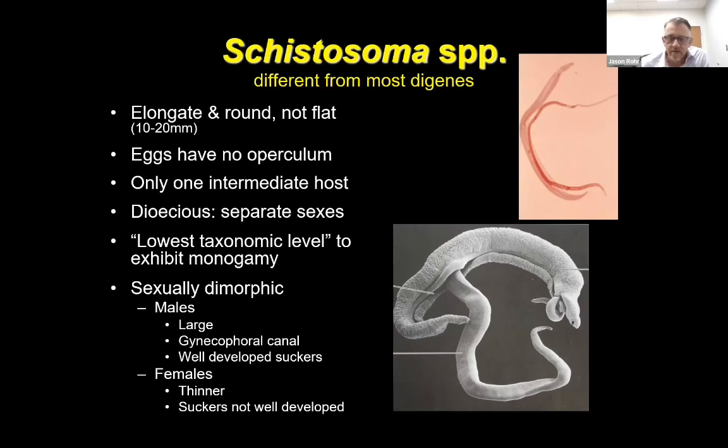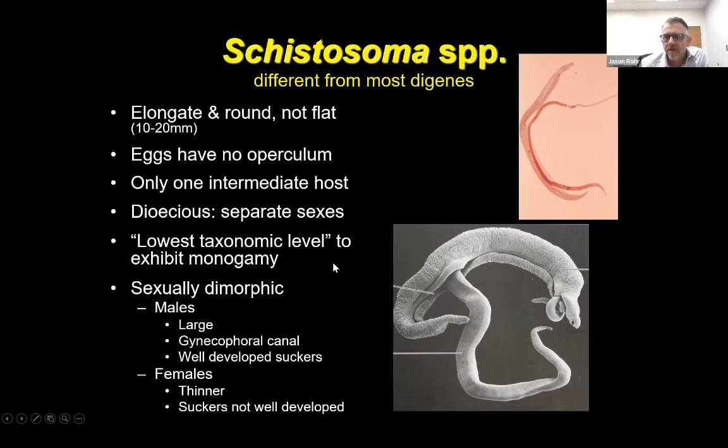They are dioecious, and they're also sexually dimorphic, meaning that the female gonads are found in the female worms only, and the male gonads are found in the male worms, and the males and the females are morphologically different. The female worm is smaller than a male worm in most cases and sits in the gynecophoral canal. The male is larger and has larger suckers because the male attaches to the veins in the human host and the female just lays in the gynecophoral canal.